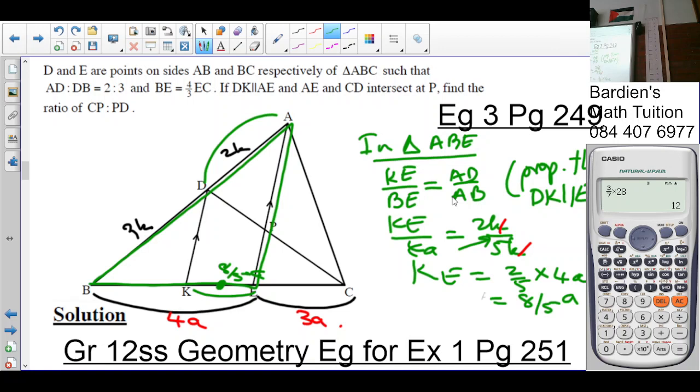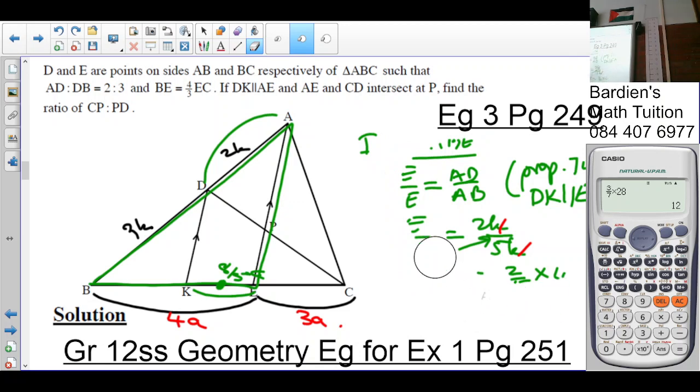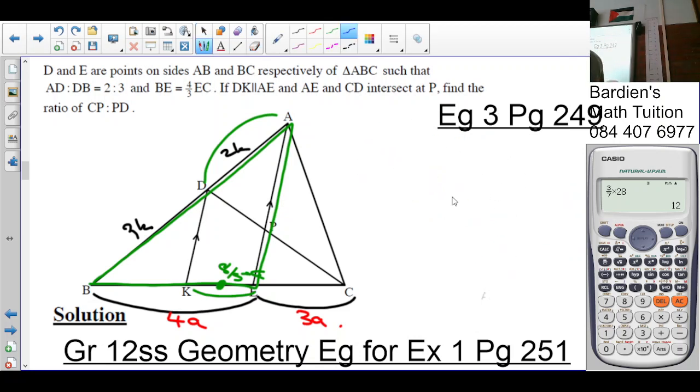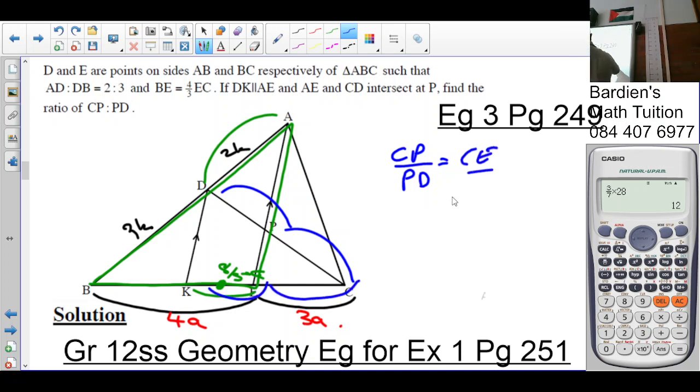Now we go and say, okay, as you can see, I need the space. So now we can answer the question. What is CP over PD? We'll say that CP over PD is equal to CE over KE. Why? Because of the proportionality theorem, with PE being parallel to DK. The board is jumping around again.